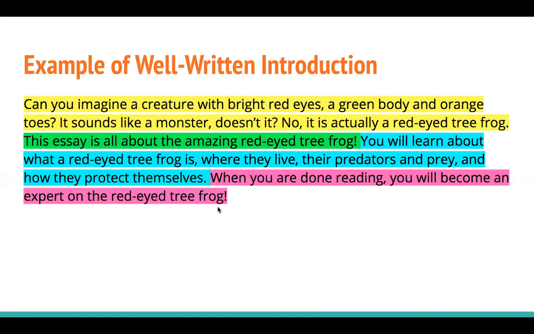So this is a good example of what I'm looking for in an introduction. How did I hook my reader? Which strategy did I use? You might notice that I started with a question, and then I immediately answered that question. Then I stated what my essay is all about. I stated my 4 subtopics, and then concluded with my concluding statement.